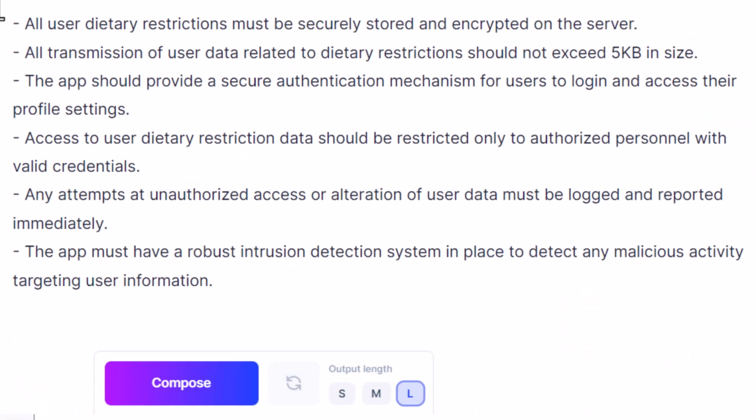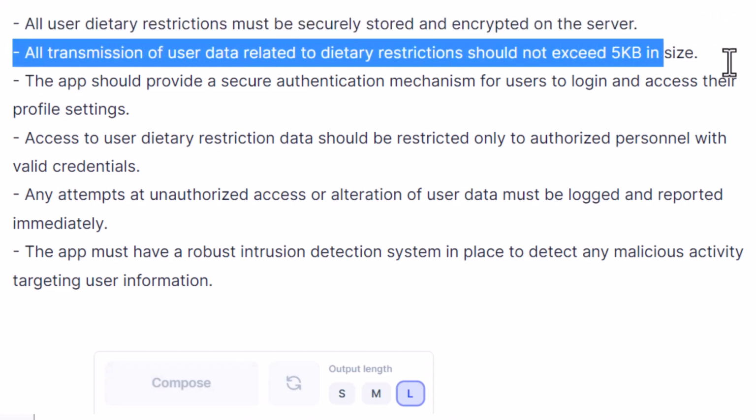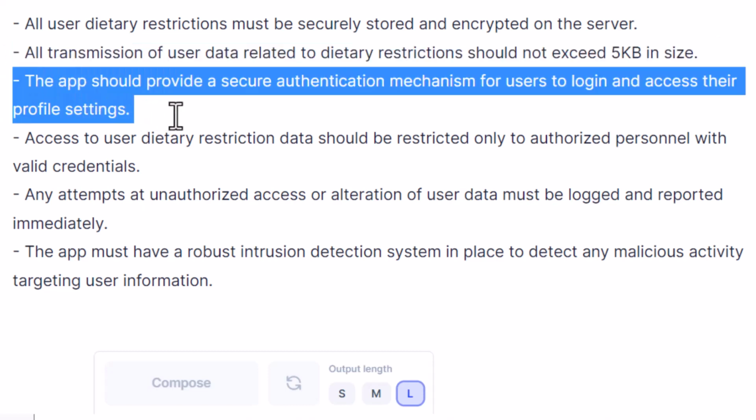Let's see. All user dietary restrictions must be securely stored and encrypted in the server. That makes sense. That's certainly a security issue. All transmission of user data related to dietary restrictions should not exceed 5 KB in size. Not sure what that has to do with security. I would put that much more in a different category. The app should provide a secure authentication mechanism. I think that's a very good one.